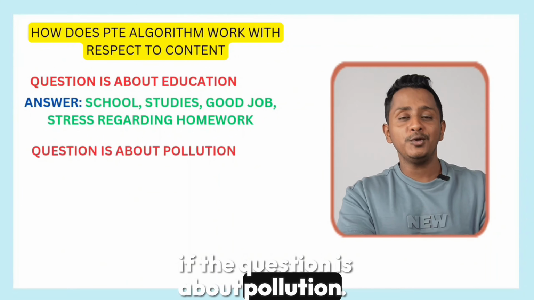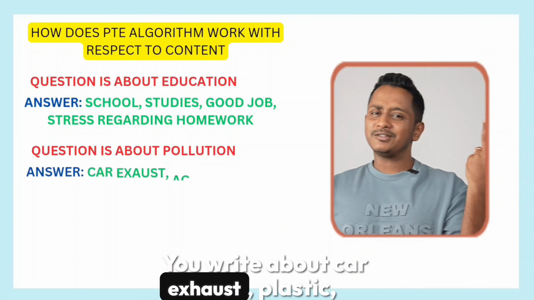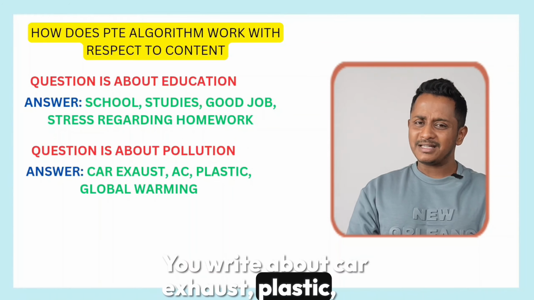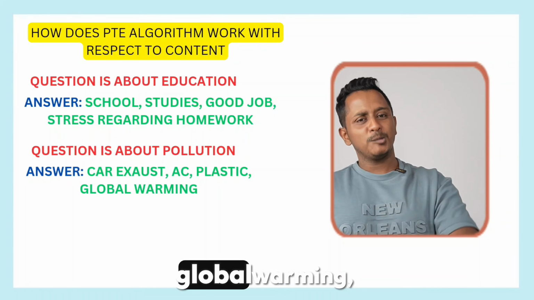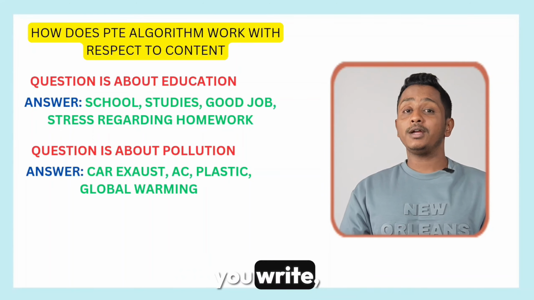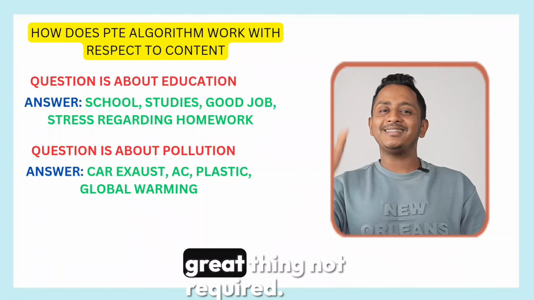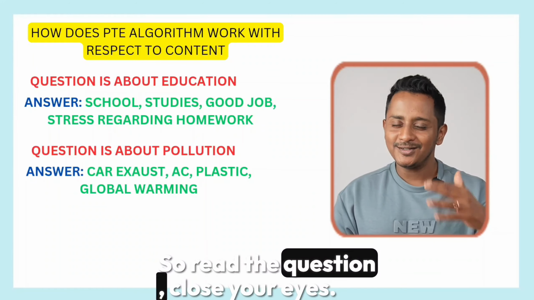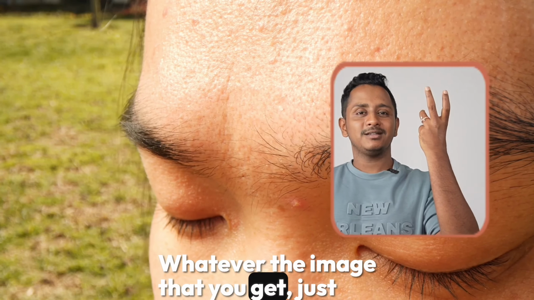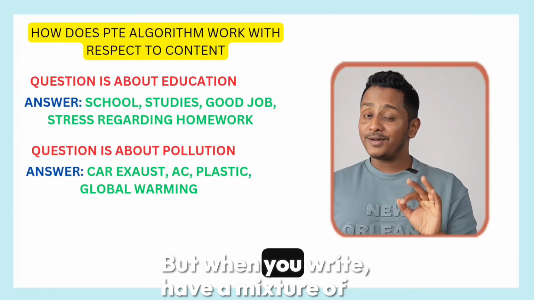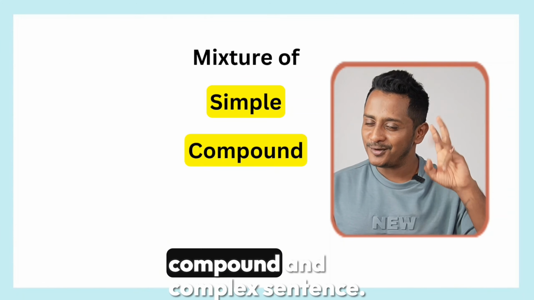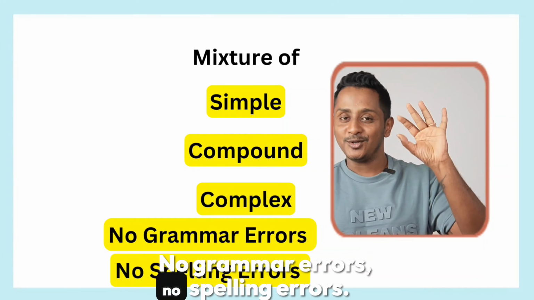If the question is about pollution, you write about car exhaust, correct? Plastic, ACs will pollute, global warming, something related with the pollution you write, you're gonna get marks. Anything, you don't have to pinpoint about great thing, not required. So read the question, close your eyes, whatever the image that you get, just start writing. But when you write, have a mixture of simple, compound and complex sentence. No grammar errors, no spelling errors.